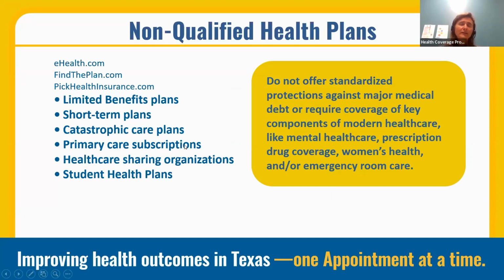And like I mentioned, there are lots of non-qualified plans out there. So if you don't have Medicare, Medicaid, a marketplace health insurance plan, CHIP, or an employer plan, then oftentimes some folks will go to the internet and say, help me find health insurance. And they'll end up on one of these websites or dozens of other websites that tend to draw people into more affordable plans, but more affordable plans that don't have the same kind of coverage that qualified health plans have.